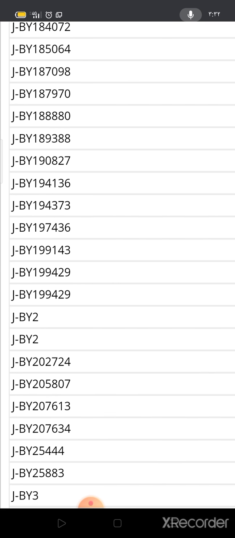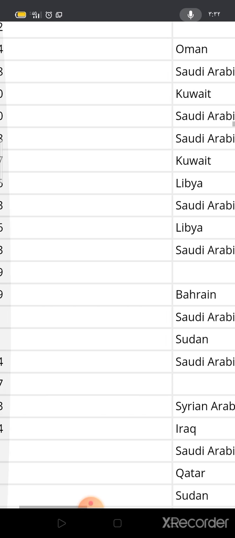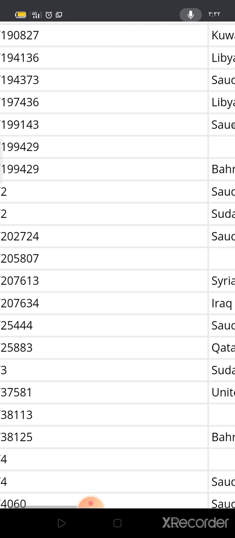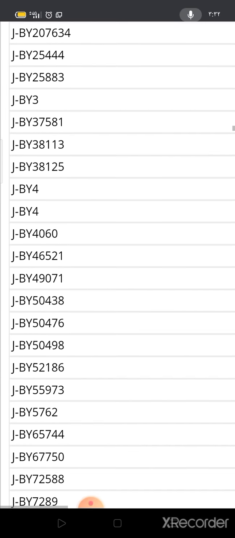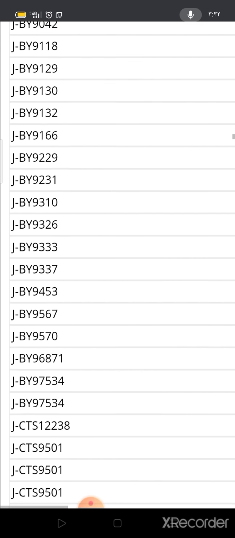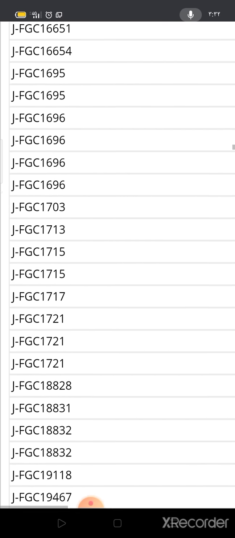Okay, BY2, this is my branch, BY2. There's from Saudi Arabia and from Sudan. And BY3 also. My branch is under the BY3 from Sudan. Okay. That's amazing.